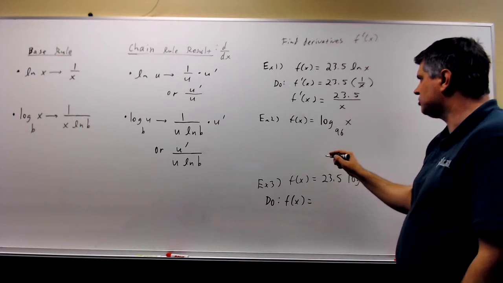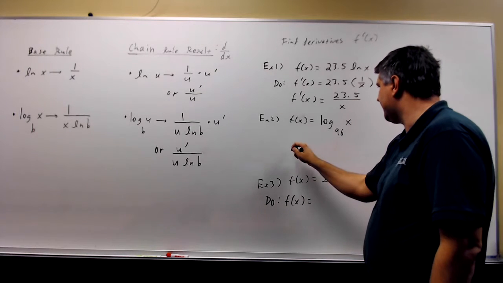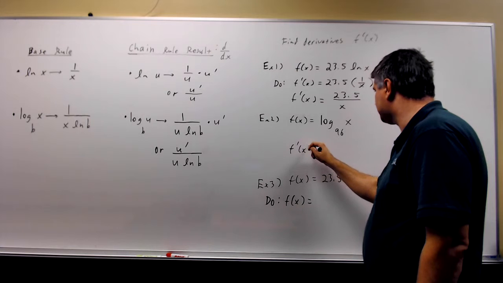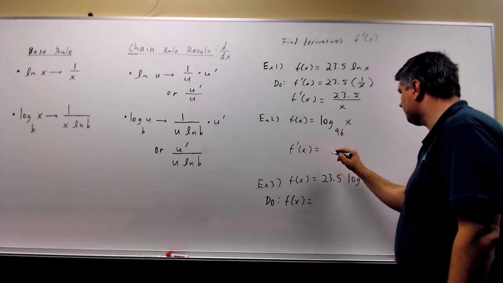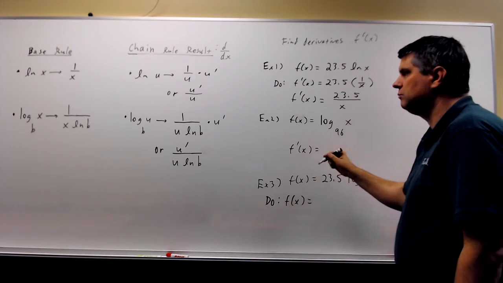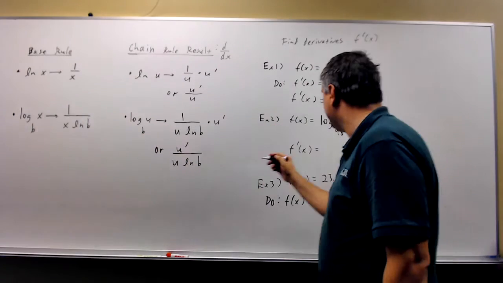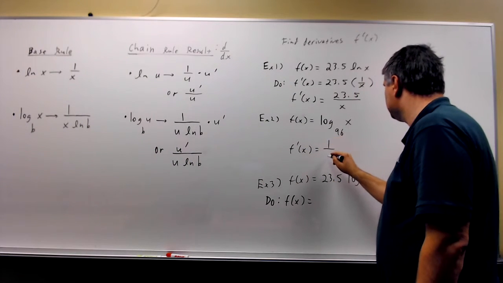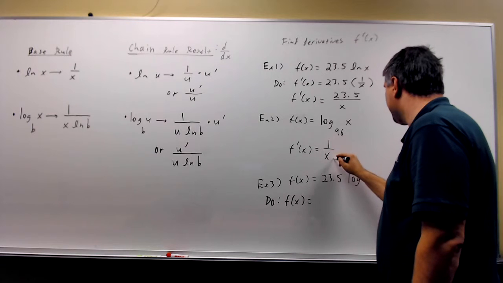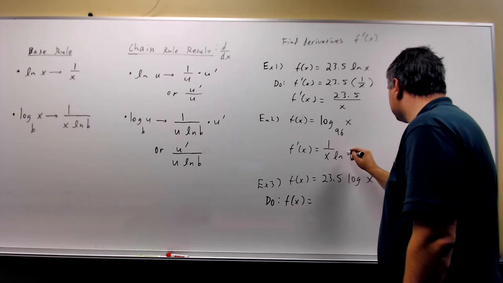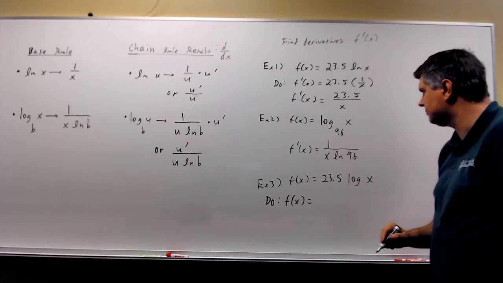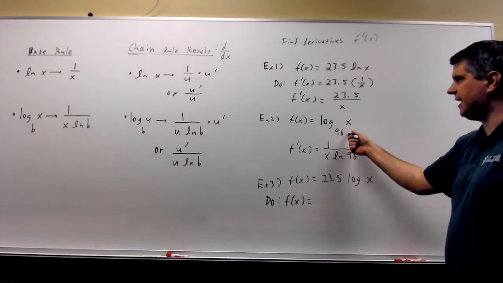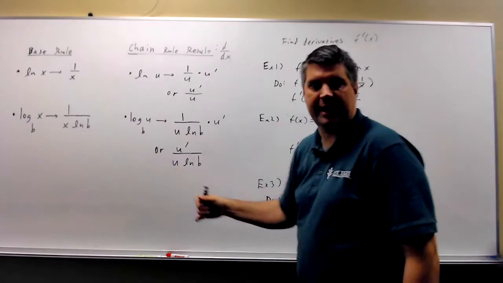For example 2, the base is 96. So f prime of x is simply, following this rule over here, 1 over x natural log of 96, because your base was 96.